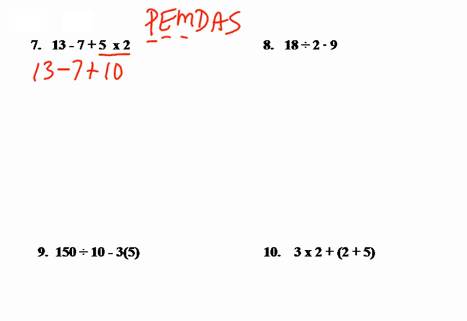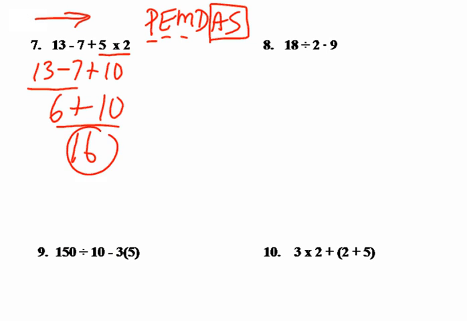And then we have a choice of addition and subtraction. Remember, these are equals as well, so you don't necessarily do addition first. It's whatever comes first as you're reading it left to right. So a lot of kids would actually get this one wrong as well. They would do this first when, in fact, you want to do this first because it comes first reading it left to right. So 13 minus 7 is 6, and 6 plus 10 is 16.